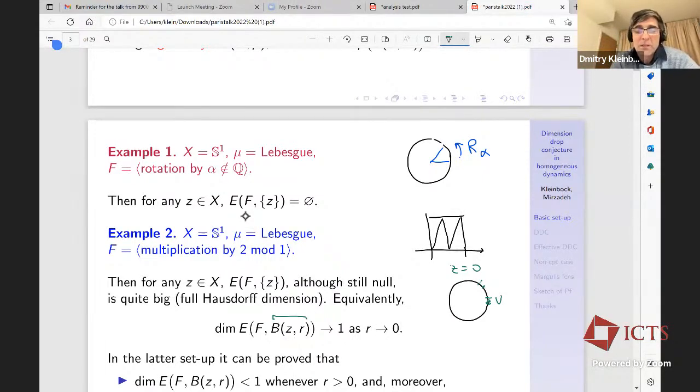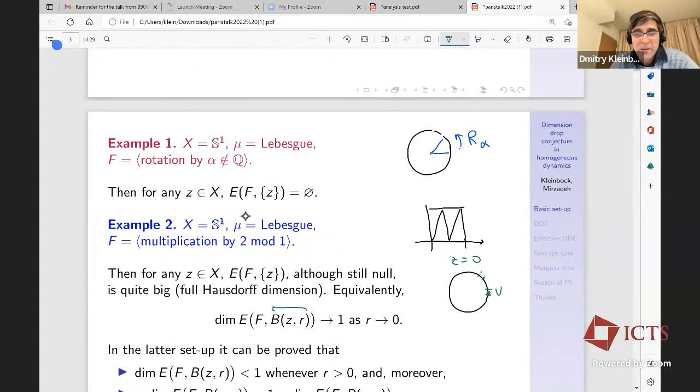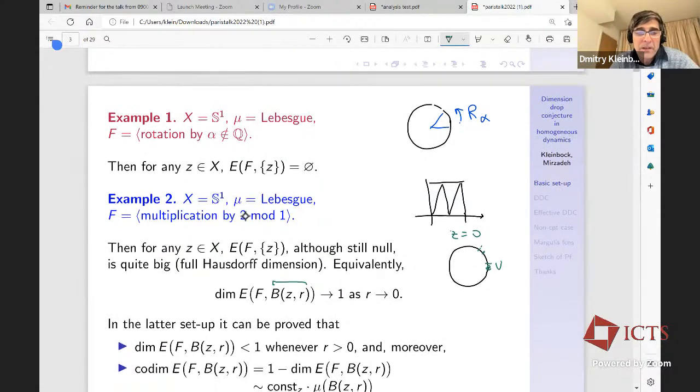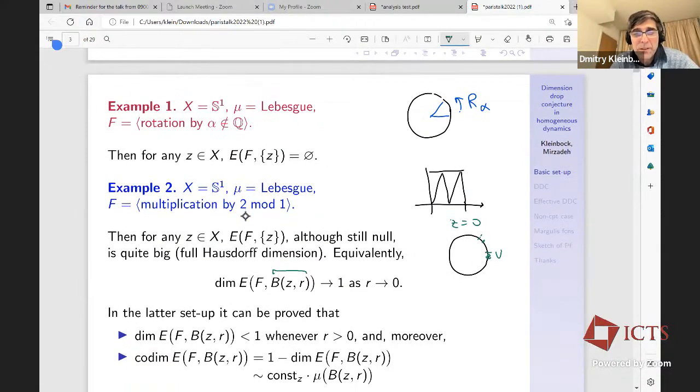So this expanding endomorphism of the circle is a good example. It's an ergodic system, but there are many strange invariant sets. In particular, you can talk about points which do not come closer to a small interval, and everything can be very well understood in this example. For example, the Hausdorff dimension of this set is 1 minus some constant times r, and this constant can be explicitly computed.